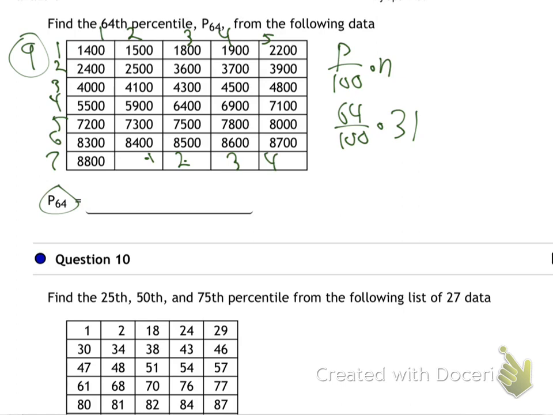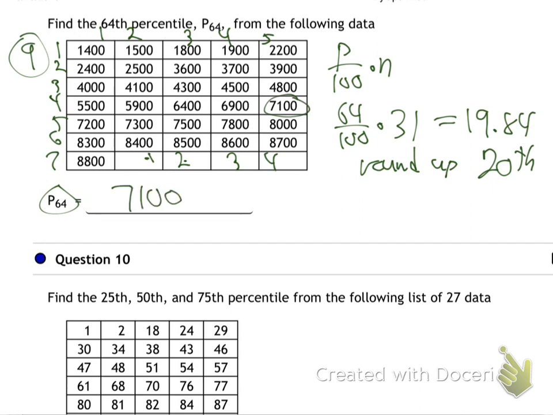Multiply that in your calculator. I'm getting 19.084. Round up. 20th data value. So 5, 10, 15, 20, the 20th data value. All right, let's do this one.